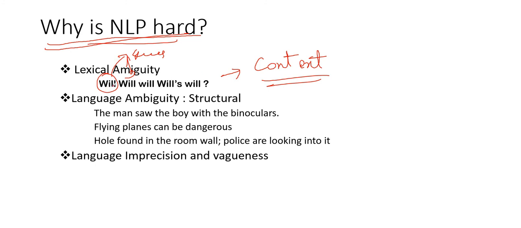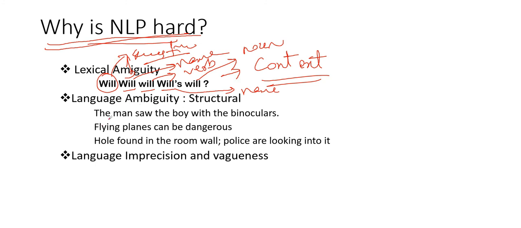So here, the word "will" appears several times. The first will corresponds to a question word. The second will corresponds to the name of a person. The third will is a verb. The fourth will again corresponds to a name. And the fifth will corresponds to a noun. So the same word has a different meaning. Now there may exist structural ambiguity.